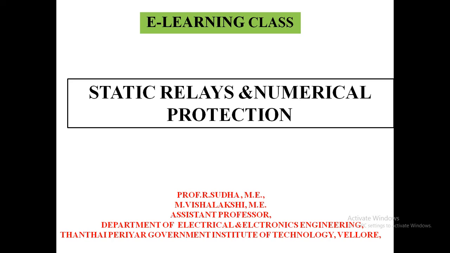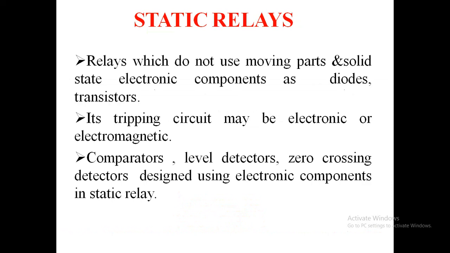In this video lecture, we are going to see the introduction of static relays and different types of relays, and numerical relay protection. What are the schemes in static and numerical relays? Static relay mainly is a relay which does not use moving parts and uses solid state electronic components such as diodes and transistors. Its tripping circuit may be electromagnetic or electronic. Some of the components in this relay are comparator, level detector, and zero crossing detectors. These are some of the components used to design the static relay.